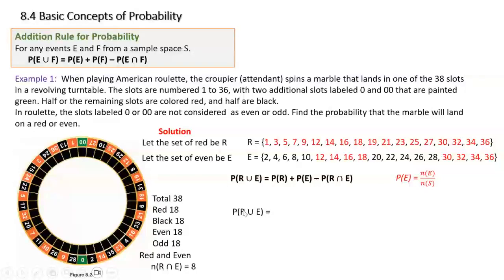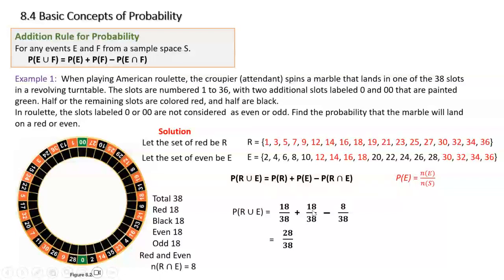So here we go. This is going to give us 18 over 38, because there's 18 red and the sample space is 38. Plus, there's also 18 even, so it'll be 18 over 38. Minus where they intersect, where there's red and even: the 8, the 12, the 14, 16, 18, 30, 32, 34, 36. Those are red and even. So it's going to be minus 8 over 38.